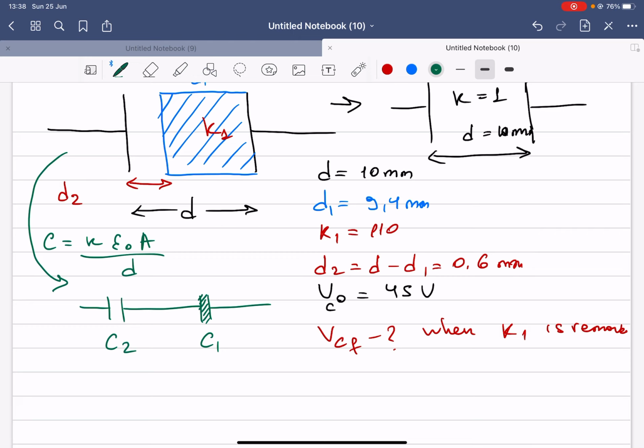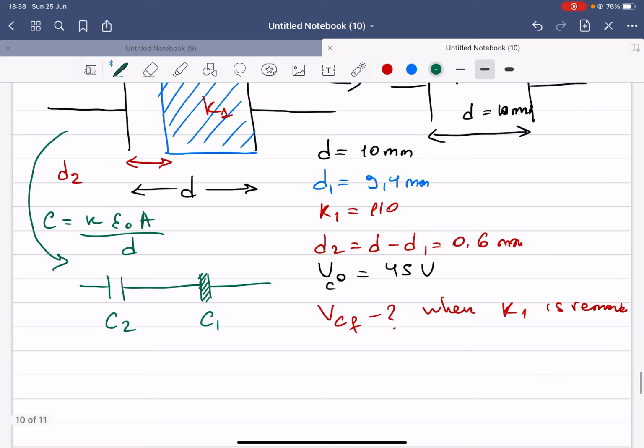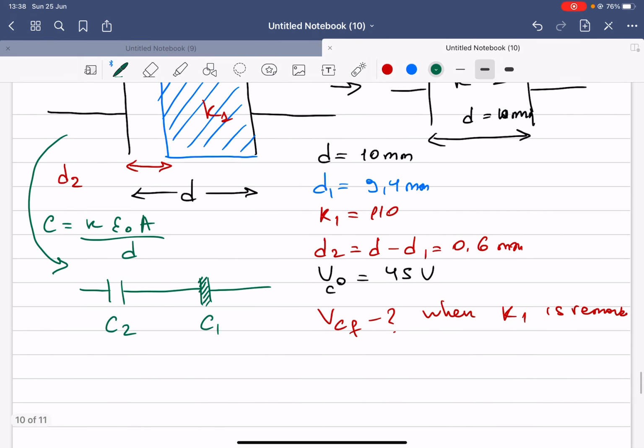If they're connected in series, then what will be the formula for the total equivalent capacitance in this case? When the capacitors are connected in series, C equivalent is equal to C1 times C2 divided by C1 plus C2. It will be defined by this equation.